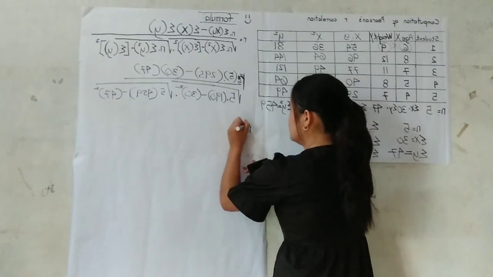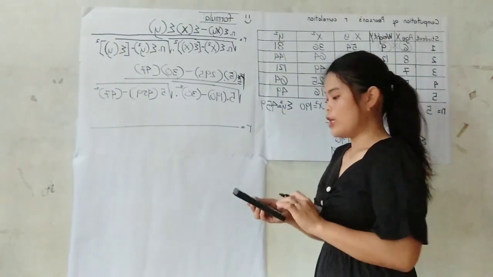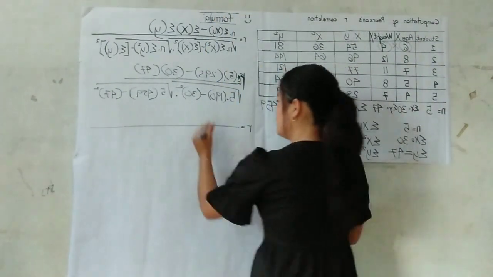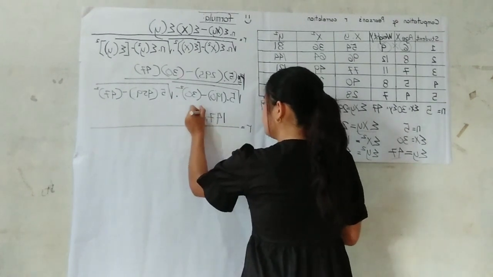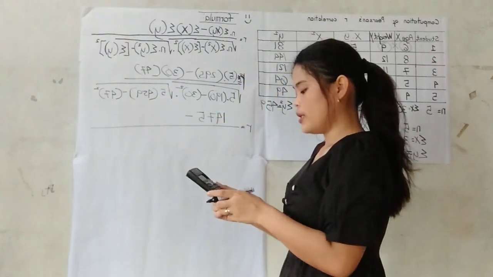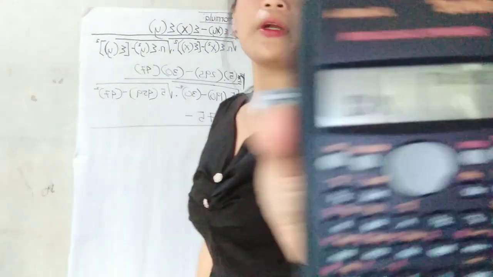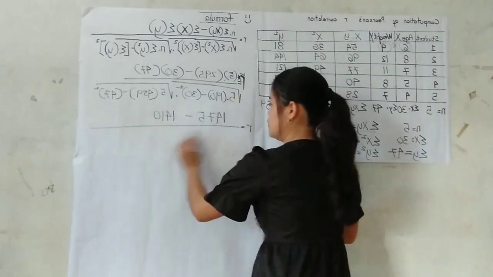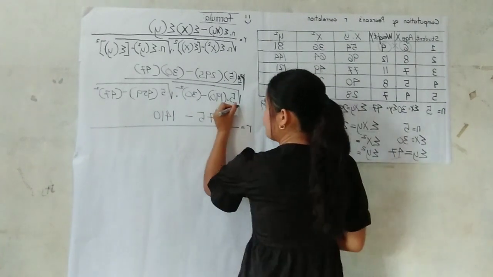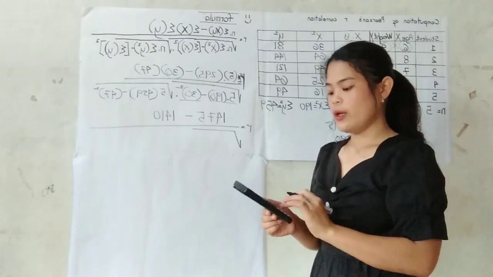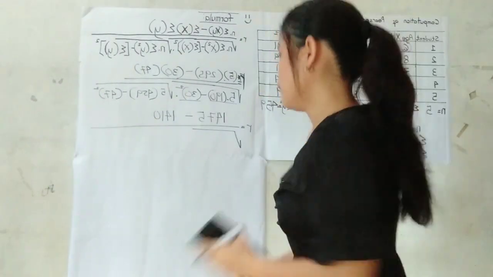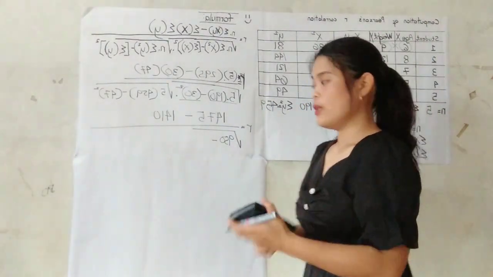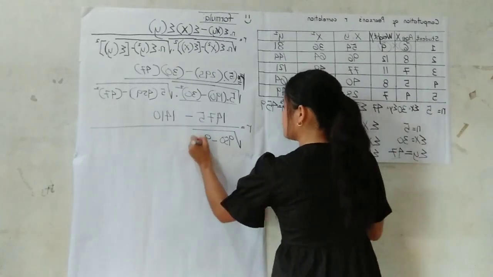The next, times this one first. 5 times 295 equals 1475. You have to write this: 1475 minus, and this will be 30 times 47. It will be 1410. And division. You have to multiply this first: 5 times 190 is 950. 950 minus 30 squared. 30 squared, we get 900. And you have to write this one, please.